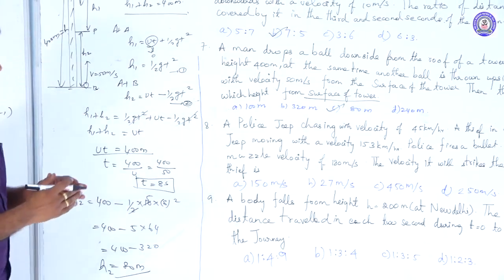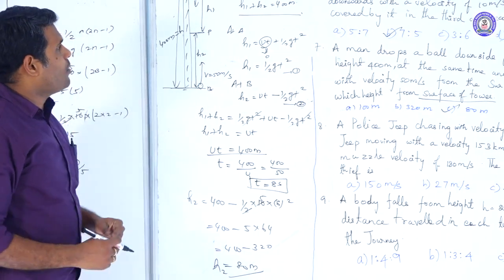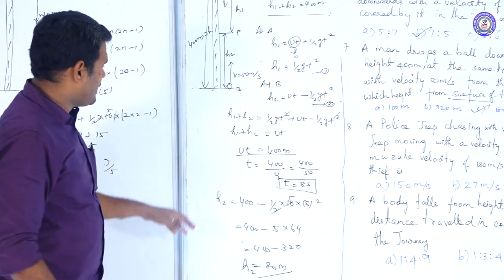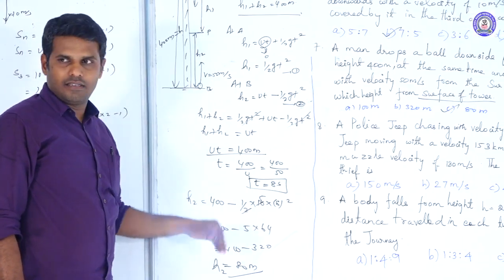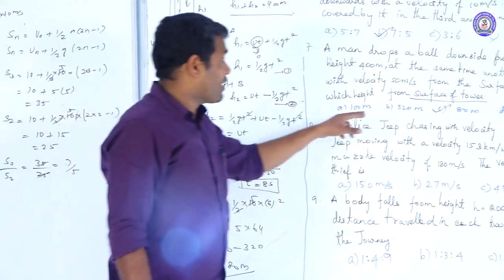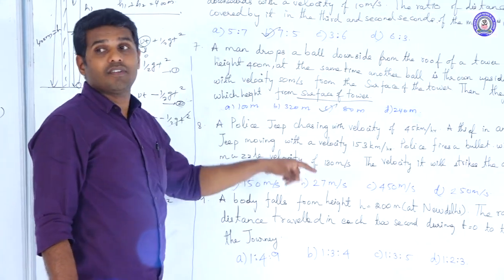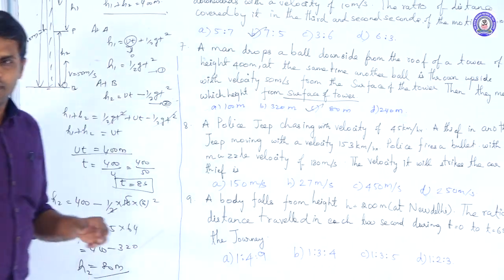If the same question is asked, at which height from the top of the tower or roof of the tower they meet, then we can simply write it is 320 meters. 400 minus 80, 320 meters. Both the options are there. You have to be very careful. At what height from the surface of the tower do they meet? So at a height of 80 meters, they meet.